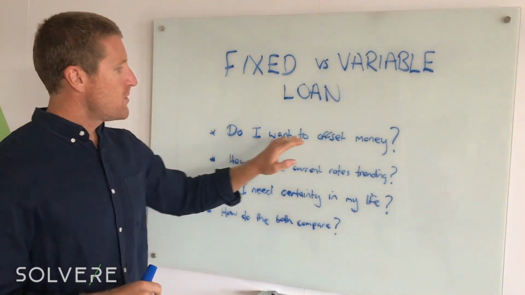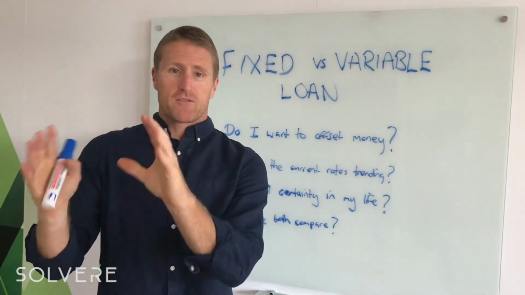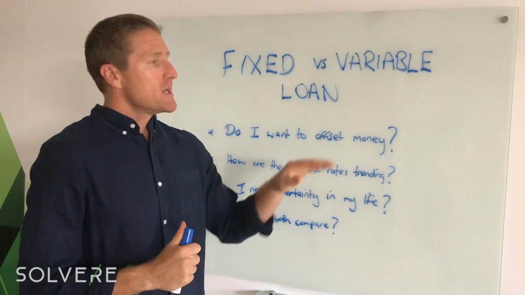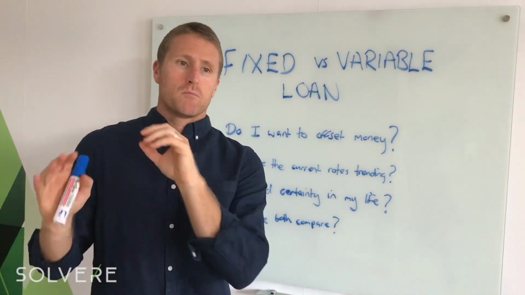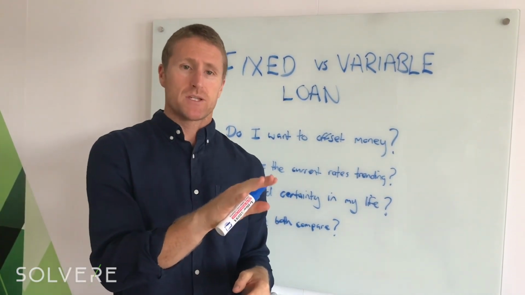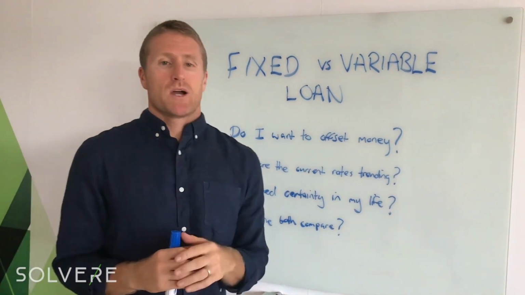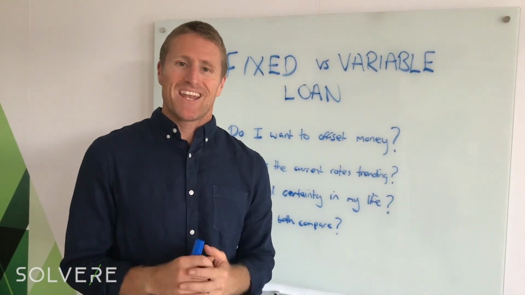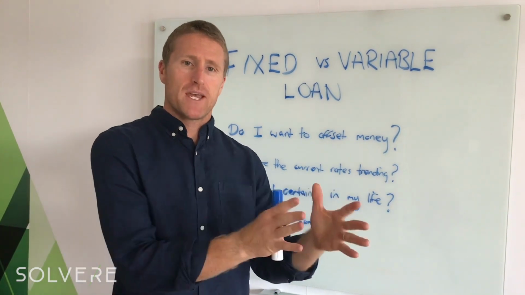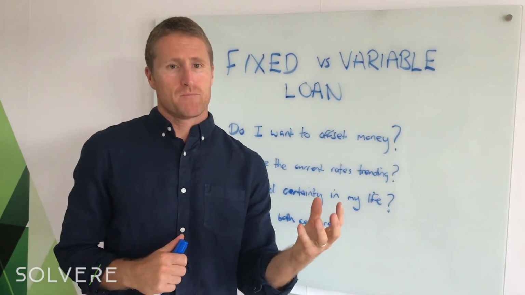The first one is, do I want to offset money? So if I've got a loan and then I've got an offset account sitting next to it, in a variable situation, you can put as much money into that offset as you want, which offsets the interest on that particular loan, calculated daily. In a fixed loan situation, however, there are not many lenders that allow you to offset money on that loan that you've got with them over that fixed period, right?